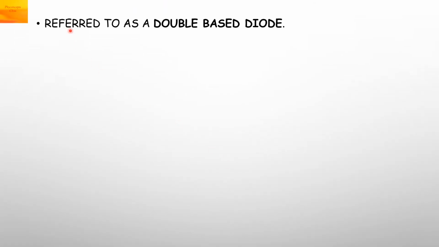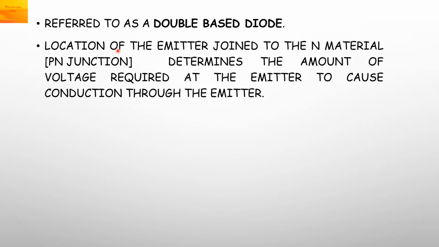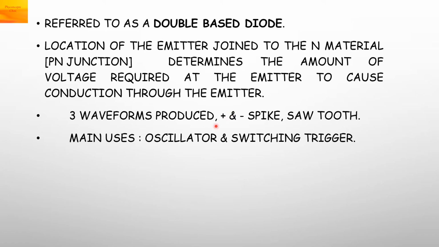As there are two bases, sometimes it is referred to as a double based diode. The location of the emitter joined to the N-type material determines the amount of voltage required at the emitter to cause conduction through the emitter. Some applications of UJT are that it is used as an oscillator and switching trigger.